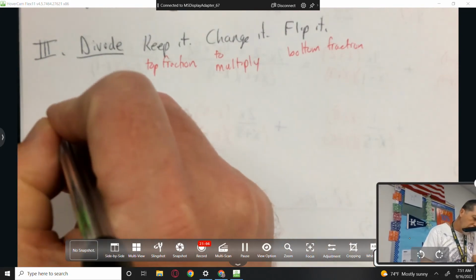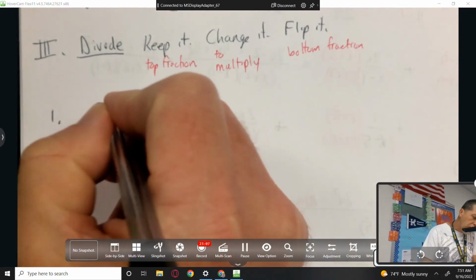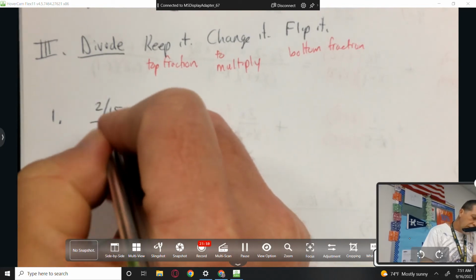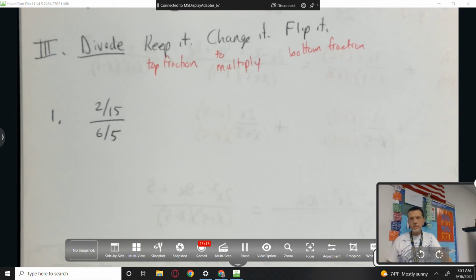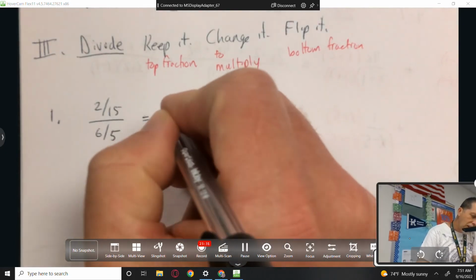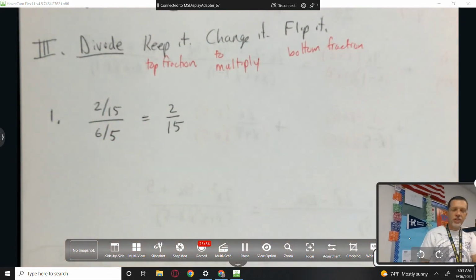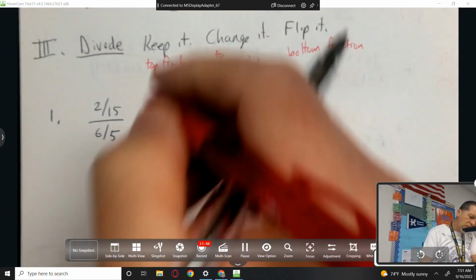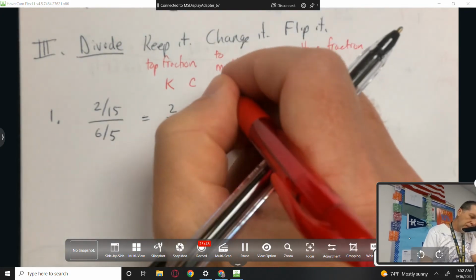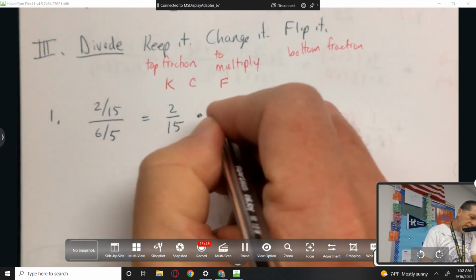So let's do a middle school one first. 2/15 divided by 6/5. And I would not start reducing until you keep it, change it, flip it. Because it's like, well, what exactly reduces with what? You can figure it out, but it's much safer to keep it, change it, flip it, and then figure out who's eligible to cancel. So keep the first one, change it to multiplication, and flip the second one. So that would be 5/6.